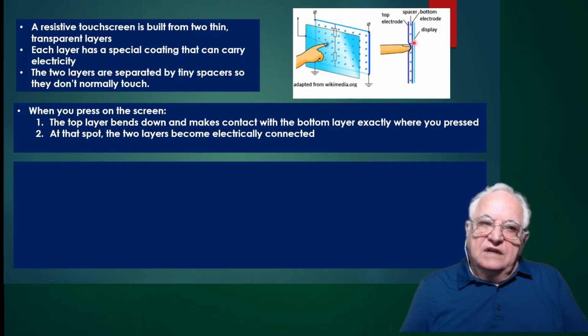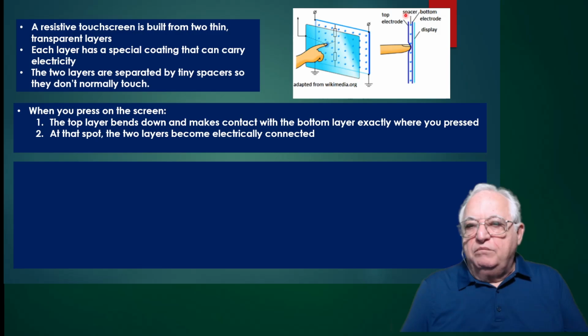So they both have a coating that can carry electricity. So when you press on the top, it's going to touch the bottom layer. So they are basically going to be connected. So if I put a voltage on the top layer, then I can measure the bottom layer and I'll see that at the point where I touch, because at the point that I touch, there is a voltage.